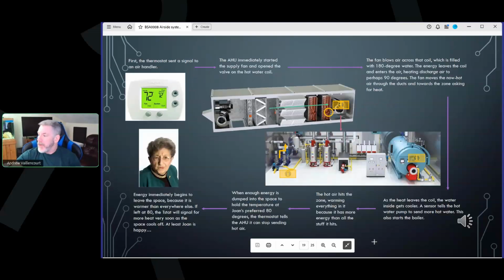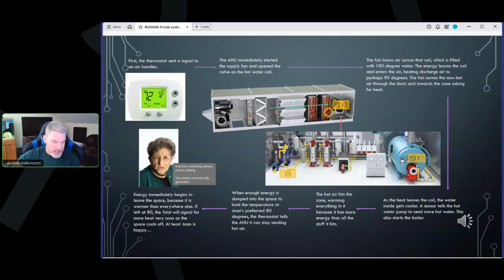So let's talk about how the airside system touches the waterside system, okay? This is a standard sequence of actions. This is Joan. Joan is a real person. This is a stock image of a woman who is not Joan. Joan actually existed. She worked for the Moore Company in Westerly, Rhode Island, way back in the 80s when my father was there trying to save energy in textiles.